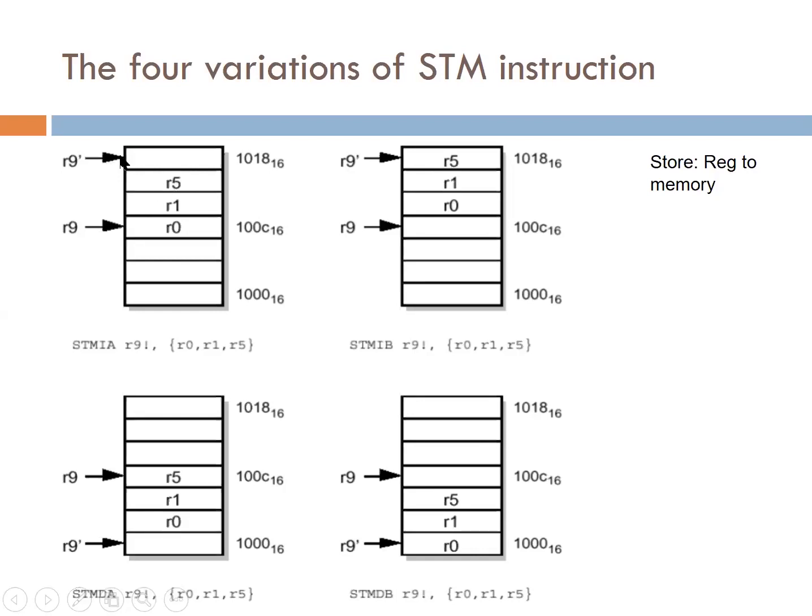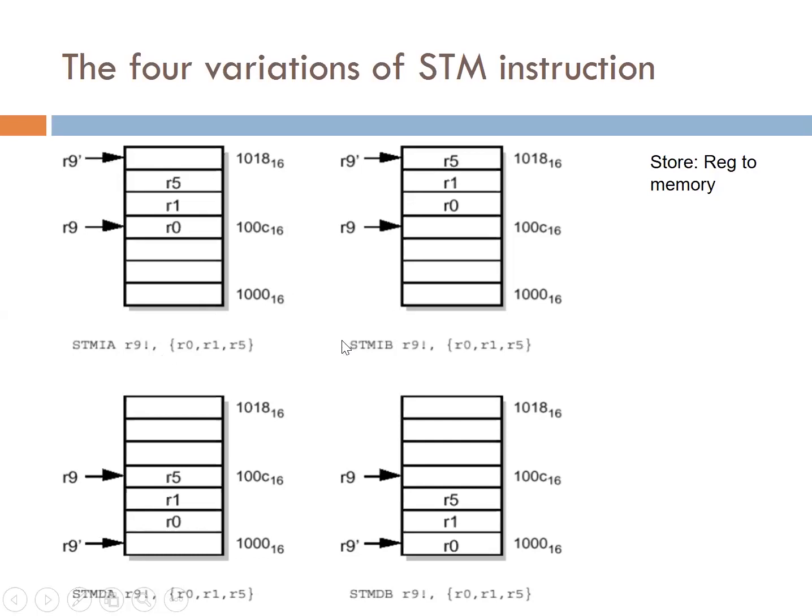Now what is the updated address in the R9 register? R9 after execution of this instruction will be 1018 because R9 is followed with an exclamatory mark. Okay, so this is the operation of the STMIA instruction. Now suppose there was no exclamatory mark in that instruction, what would be the content of Rn after execution? It would have been the same address 100C. As you have an exclamatory mark, the address will be updated as 1018.